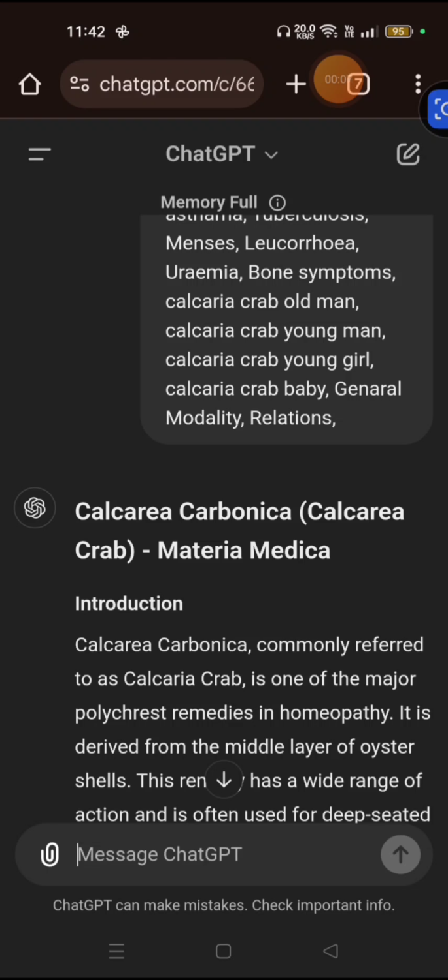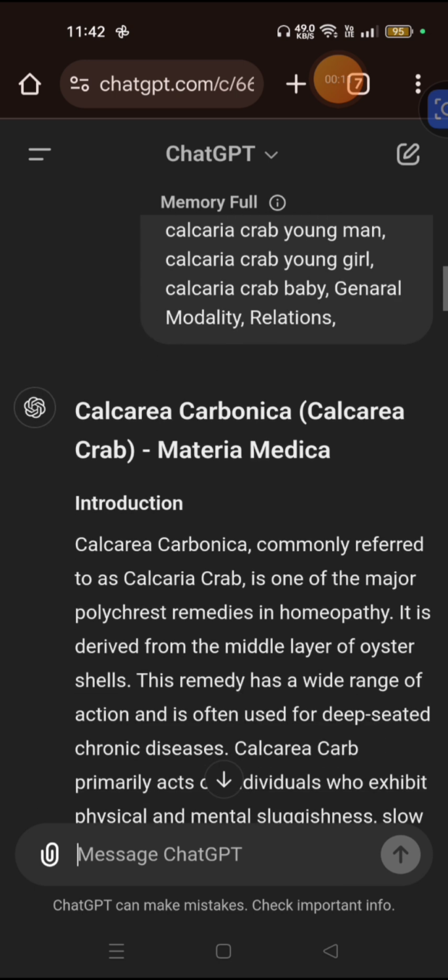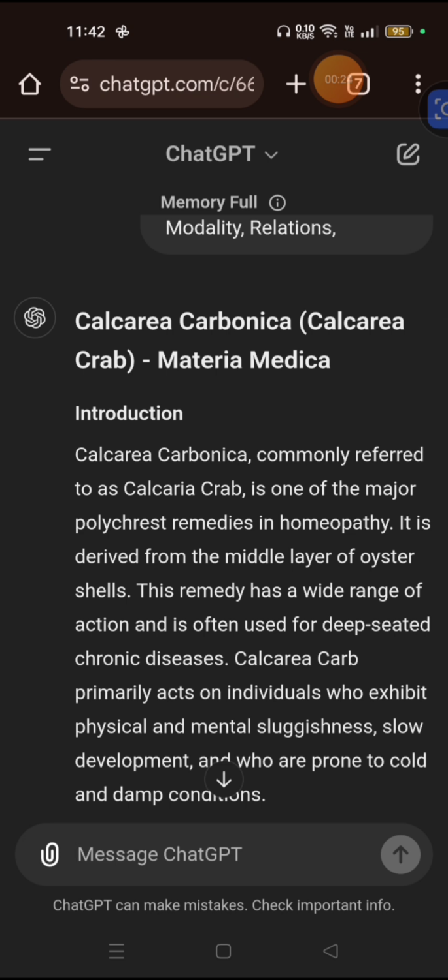Calcarea carbonica, Calcarea carb, Materia medica. Introduction. Calcarea carbonica, commonly referred to as Calcarea carb, is one of the major polychrest remedies in homeopathy. It is derived from the middle layer of the oyster shell. This remedy has a wide range of action and is often used for deep-seated chronic diseases.